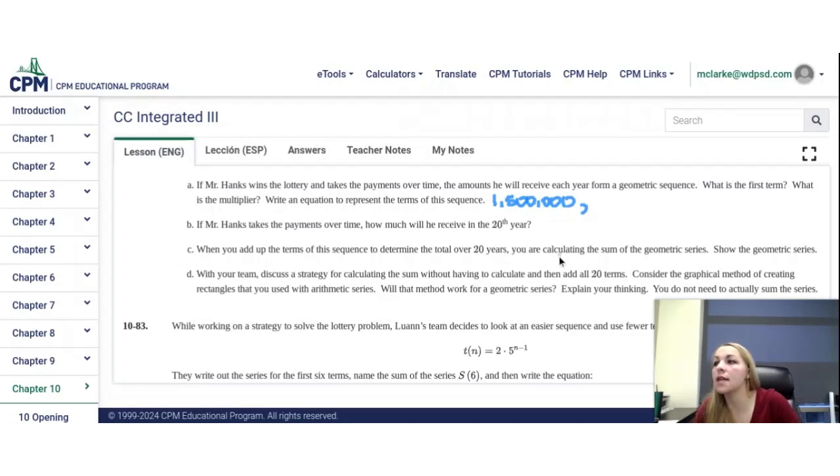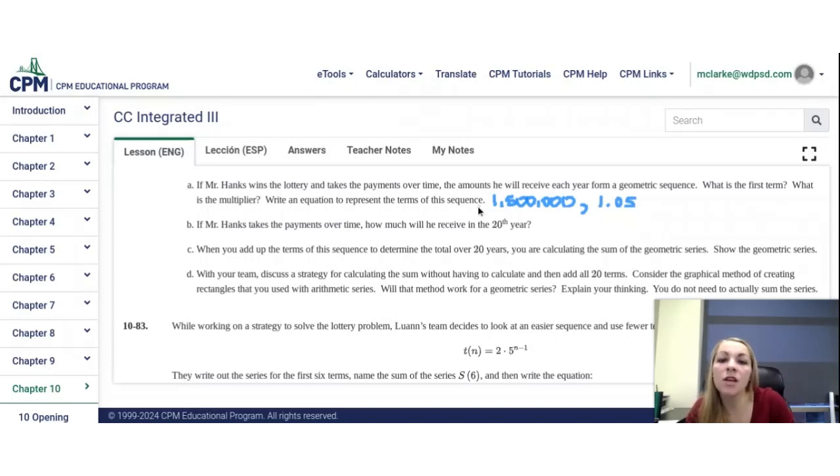And then it looks like we have a multiplier. So it says he earns 5%. So 5% as a decimal is 0.05, but then we have to add the 100% to that. So 105% as a decimal leaves us with a multiplier of 1.05. That's the answer to part 2.